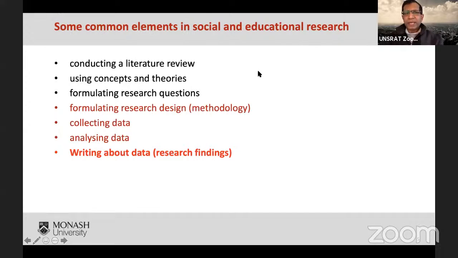So, some of the common elements in social and educational research. These are some of the things that we need to do when we do social sciences research. We need to conduct a review of literature, which means we need to acknowledge what has already been done, what is already known, previous knowledge. We need to use concepts and theories. We need to formulate research questions. And then all of these four things, they're related to today's topic. Formulating the methodology, collecting data, whether it is qualitative or quantitative, we need to collect data, otherwise it can't be an empirical study.